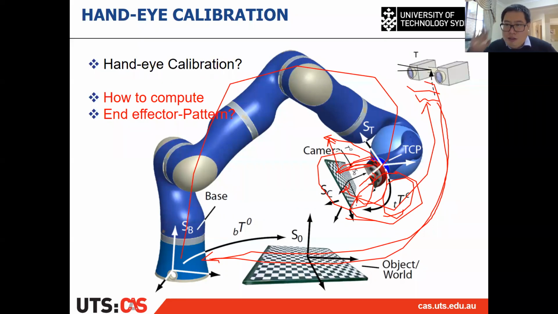You know how to do the calibration when the camera is mounted on the end effector. But how about this case? How about if you mount the camera in a global place and you have a pattern on the end effector? How do you do this hand-eye calibration? Right, do think about how to do it.